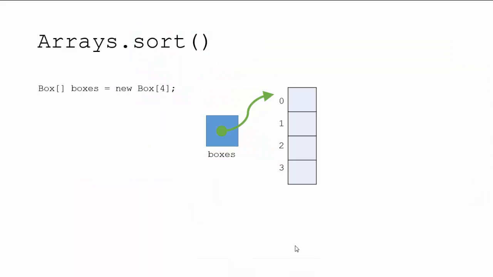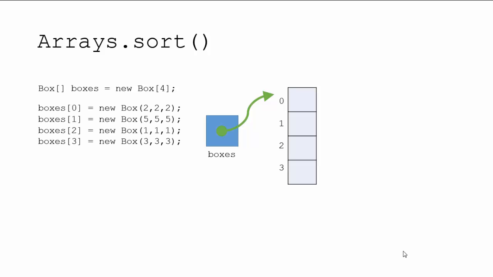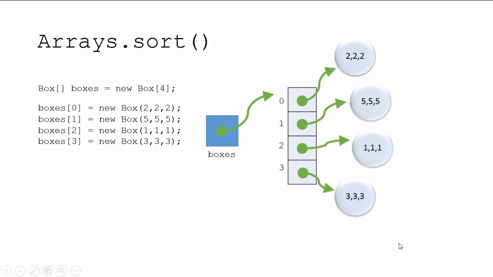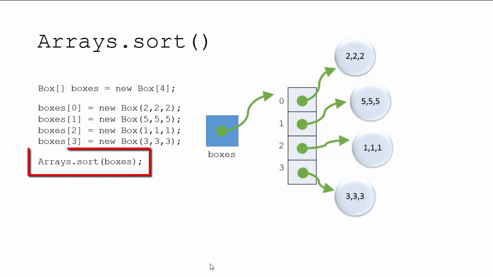Because our box class implements comparable, I can take advantage of some of the sorting methods that come with Java. One of the sorting methods is called sort, which is a static method in the Arrays class. So I'll create an array of type box with 4 cells. I insert 4 different box objects into the array. Notice the size and order of the box objects. I can pass the reference to the boxes array to the static method sort in the Arrays class.